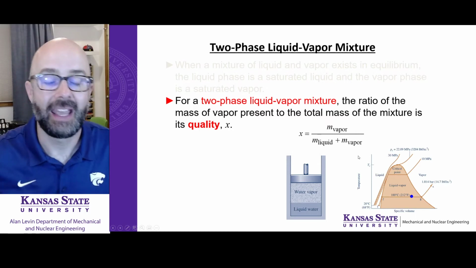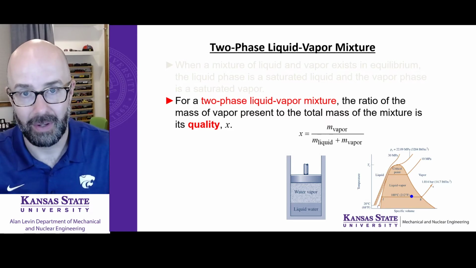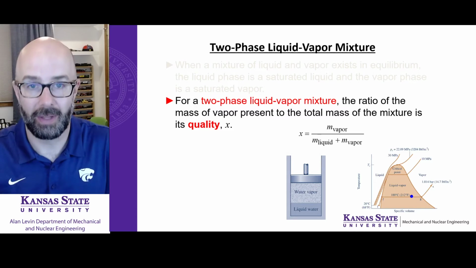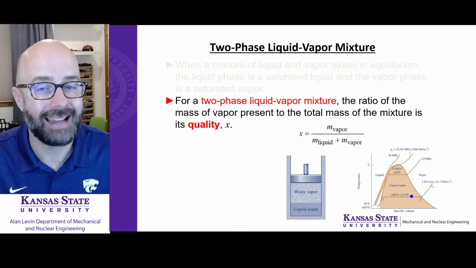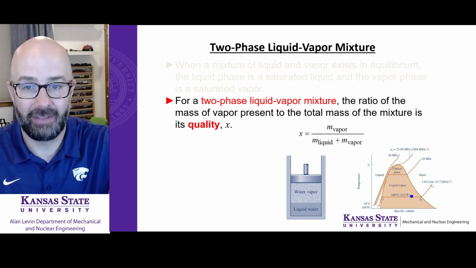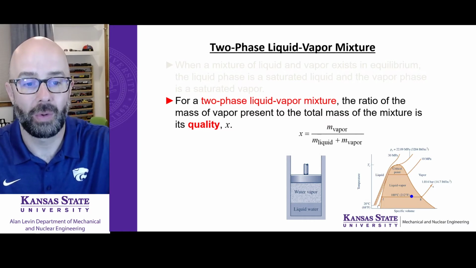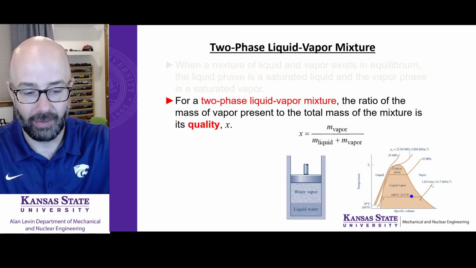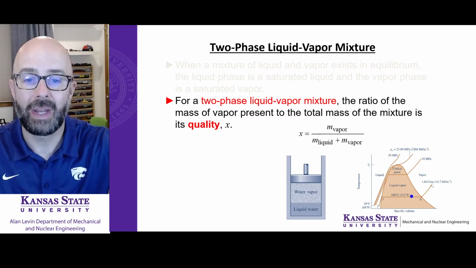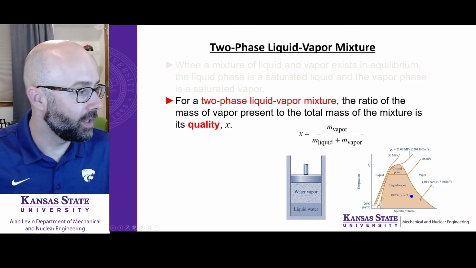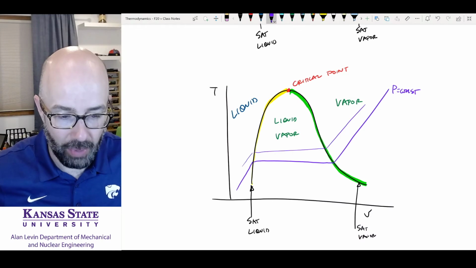I'm going to say that again. It is the mass of the vapor over the total mass. Students all the time want to say it's the volume of the vapor over the total volume. It is not true. Quality is defined as the mass of the vapor over the total mass. Now let me go with this for a while, and I want to understand how we deal with quality. I'm going to open up my OneNote because this is a very important idea.